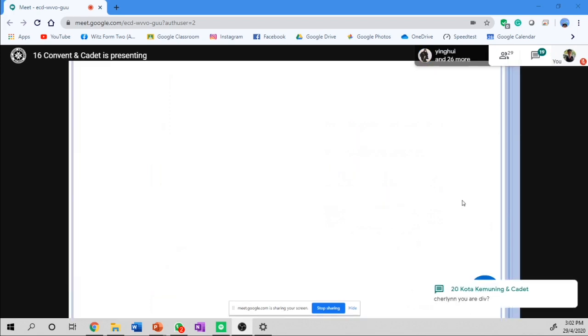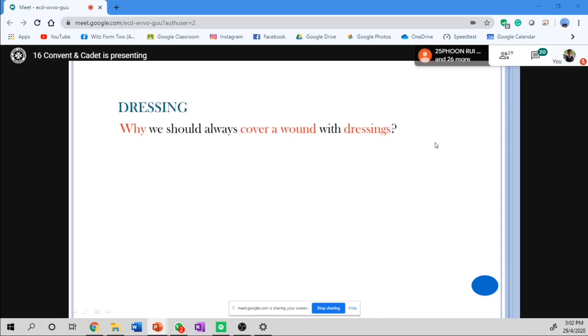So today we are going to teach module 2, which is about the first aid materials, and it is more related to bandaging. So bandaging will come up for your exam also. Alright, so let's learn what dressing is first. Why should we always cover a wound with dressing? Dressing has a similar meaning to bandaging.